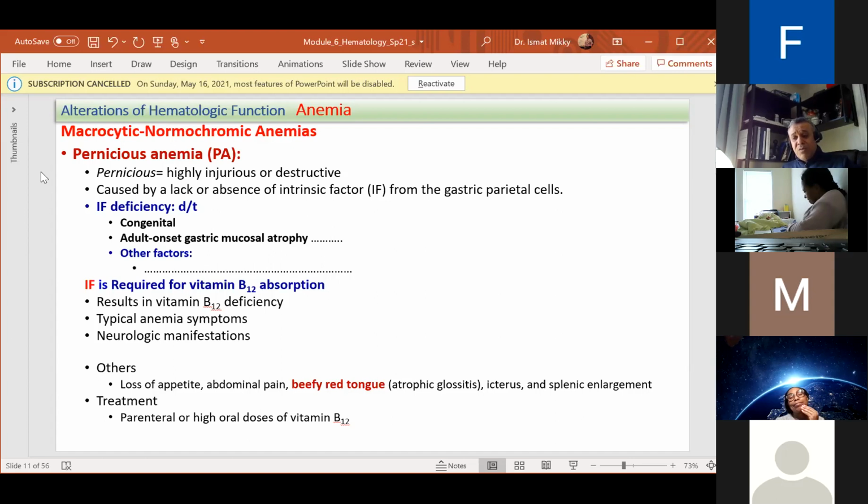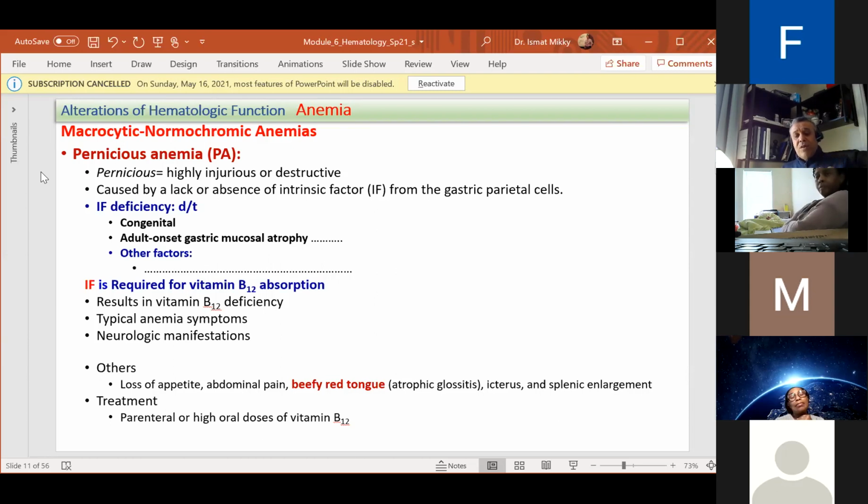Tobacco or cigarette smoking, and then, as I said, status post surgical removal or resection of the stomach, which is gastrectomy. These are examples of patients, because we know that the intrinsic factor is produced by the tissues in the stomach. So gastritis, gastrectomy, or other factors as mentioned earlier, all of these could result in the intrinsic factor deficiency and eventually the problem with vitamin B12 absorption.